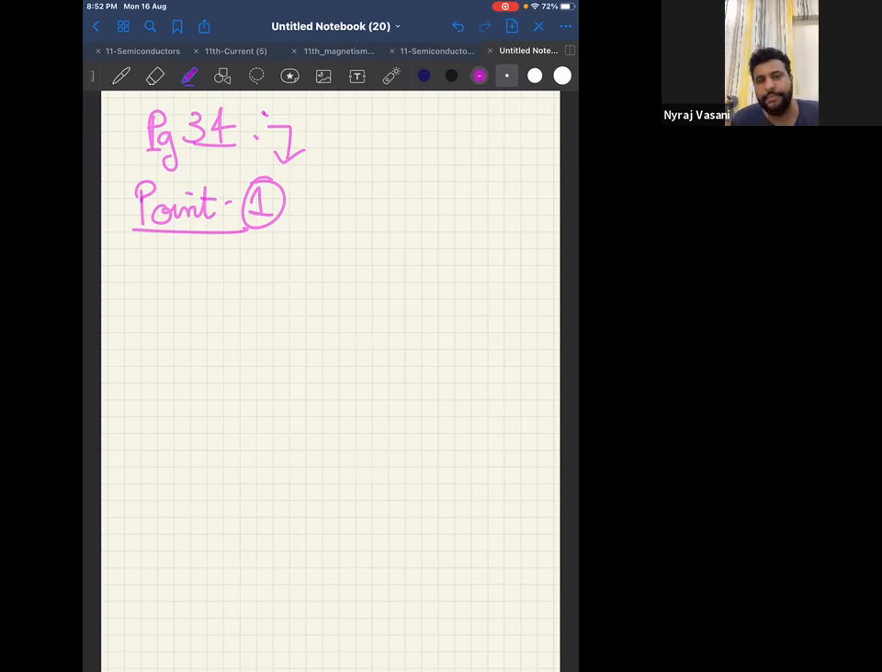Illustration 16. Don't solve it, just let me know. Others who are stuck with 15, put your message. Why C is given in the question? Check. C is given in the question. Why did we substitute C as 50 into 10 power minus 12? Because it is given as pico. Just check. It is given in the question. Capacitor is given as 50 picofarad.